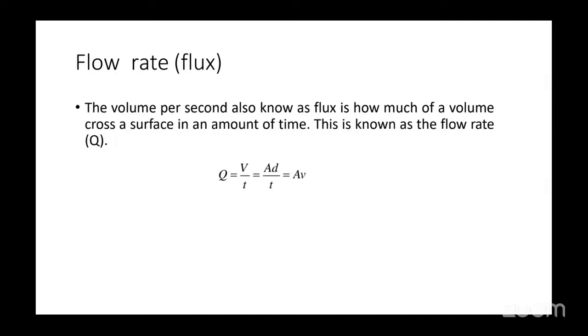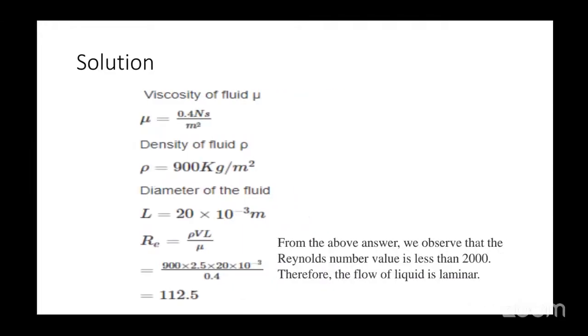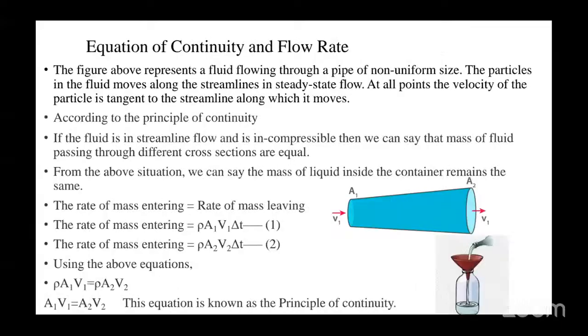So we converted our volume to area times distance. So distance over time became velocity or speed. Distance over time became our speed. So that is how we got AV. The capital V is for volume, while the small v is for speed of flow. So that is what we have adopted here.